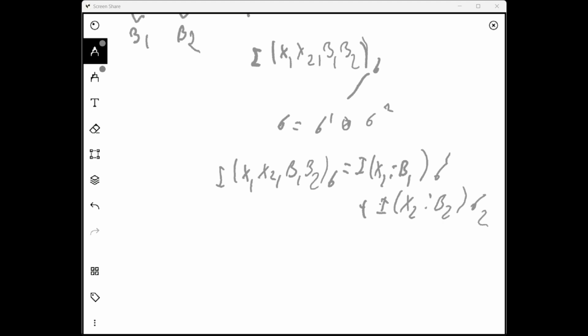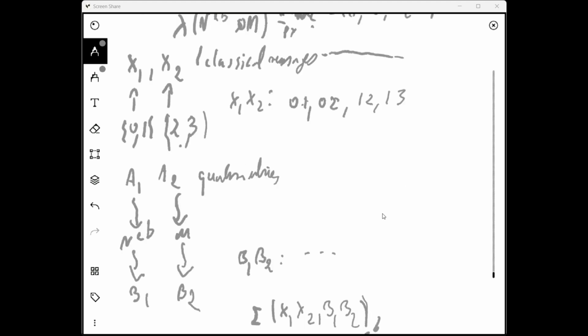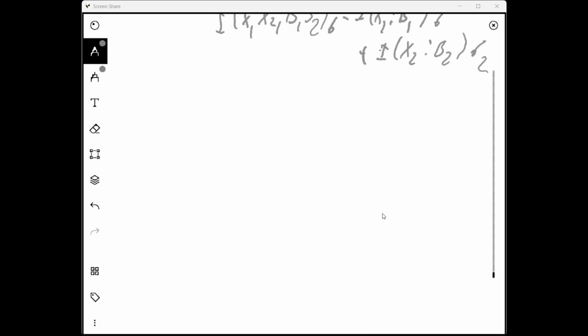So what Bob learns from x1 by measuring b1 has nothing to do with what he learns from x2 by measuring b2. The combination of this information is just an addition, because the channels each work on their own side. So at the end, it's just an addition.